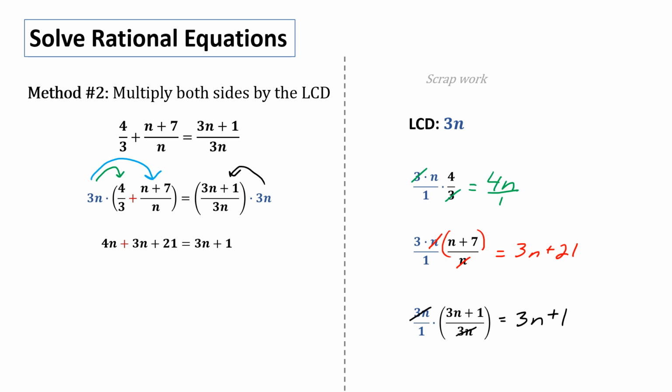This is what our pieces were. And similar to the other example, I could subtract 3n from both sides. That just cancels those out. Subtract 21, divide by 4, and we get n equals -5, which we verified earlier is true.